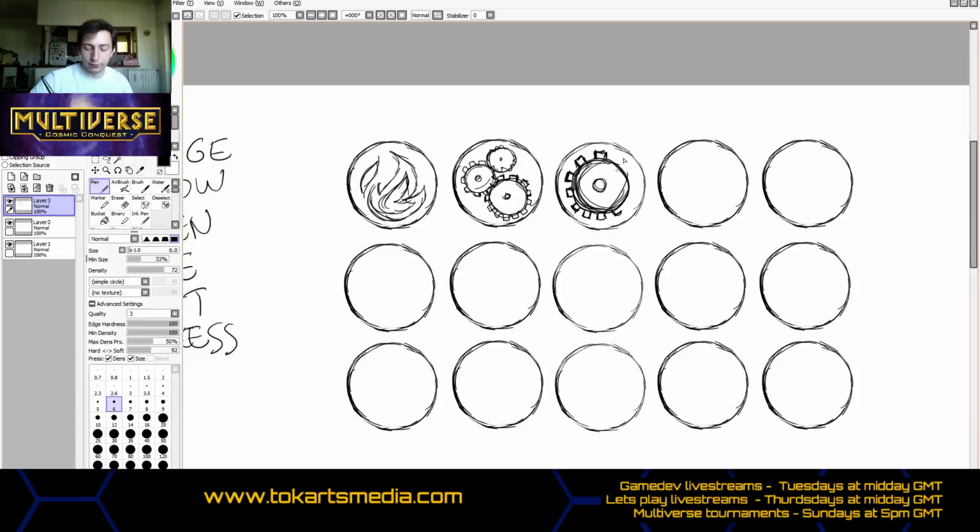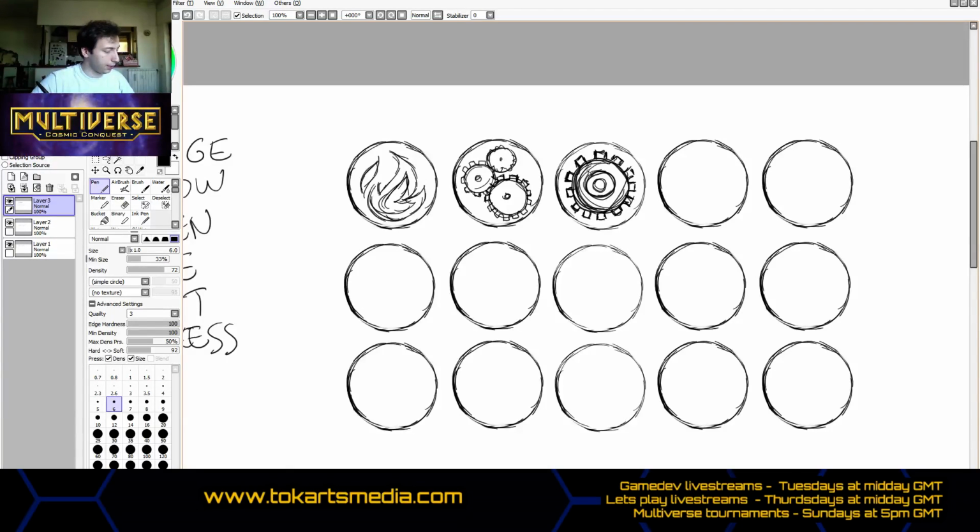And I feel like something like this just doesn't work in multiples because it's already something that is complex and has multiple parts to it. So this could be a good symbol for red.